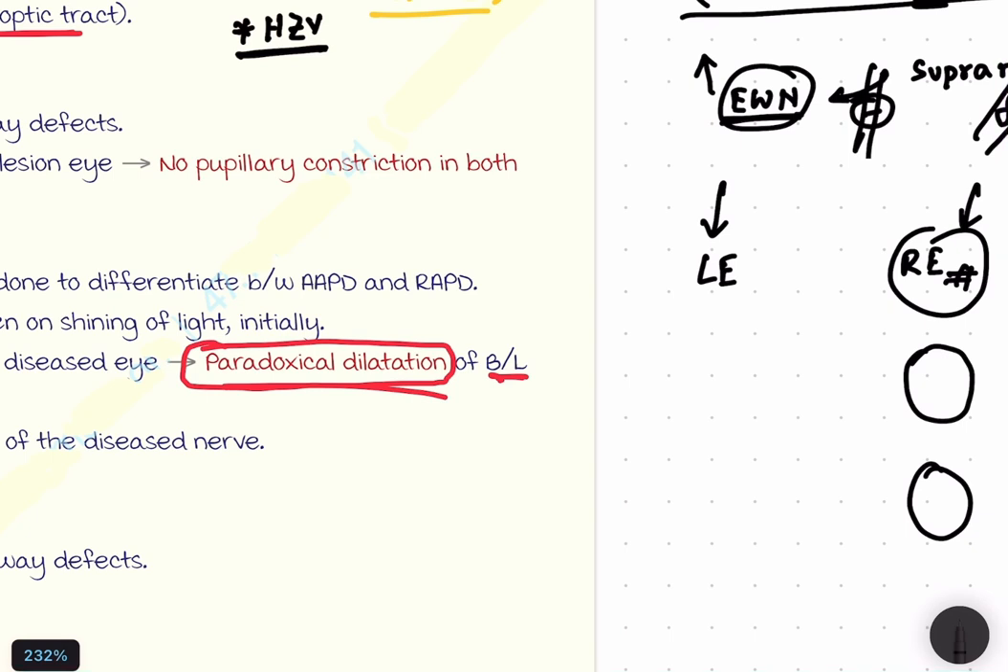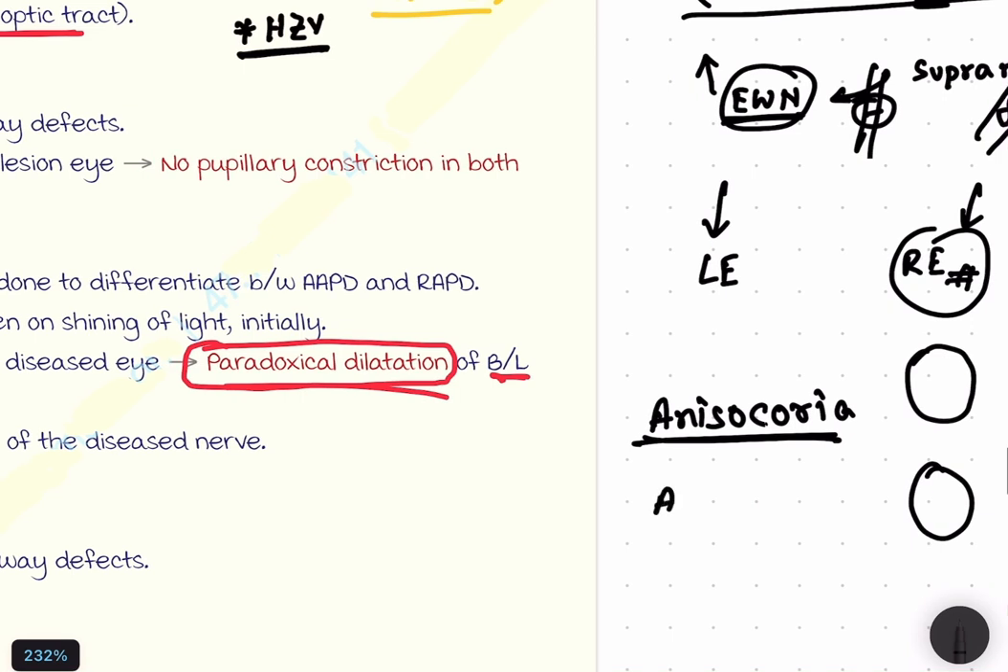Okay, so on presentation there will be anisocoria. One eye is constricted or a normal pupil, another is a mydriatic pupil. Light reflex is absent in the affected eye, both direct as well as consensual. Okay, in the affected eye.